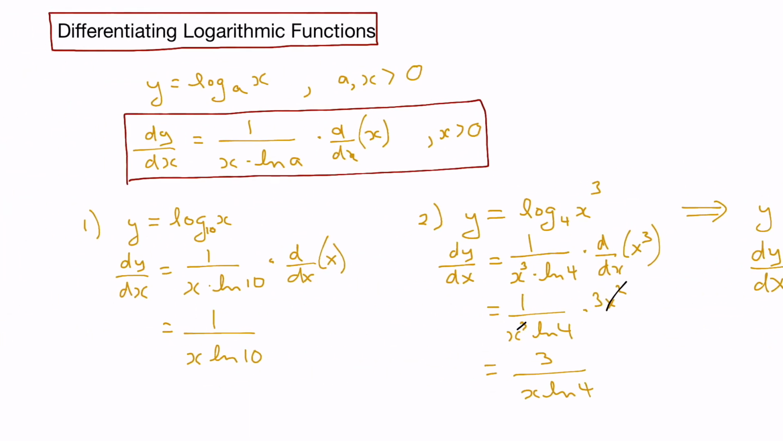Okay, let's come back and we'll look at a special case. Let's look at the natural logarithm. What if we wanted to find the derivative of y equals the natural logarithm of x? The base of the natural logarithm is e. So if we apply the formula, dy/dx would equal 1 over x times the natural logarithm of e. Now ln e is simply equal to 1, so this becomes 1 over x times 1, or just simply 1 over x.